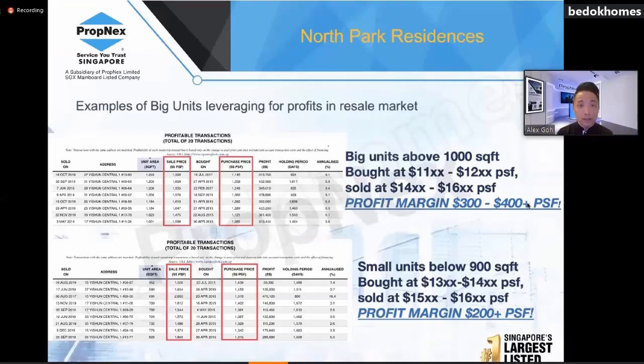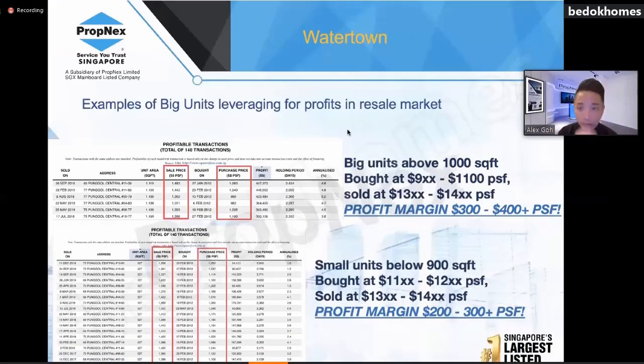So you look at this. This is for North Park. Another example, Watertown. Same thing happened. Small one. But you can see here, small unit, purchase price 1,001, 1,002. So about 1,300 to 1,500. Big unit, 900 to 1,000 per square foot. So about $1,300 per square foot. So the bigger unit makes more money.